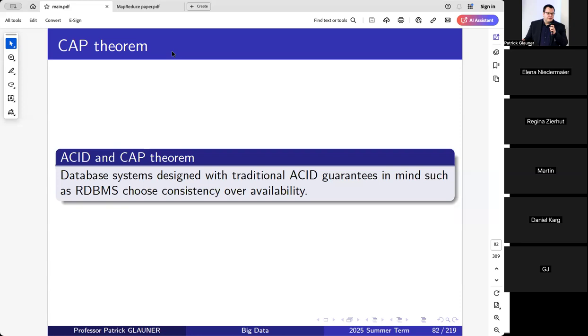Louder? Availability, consistency, isolation, and atomicity is the A, then consistency, isolation, and durability. Very important guarantees for relational database management systems.